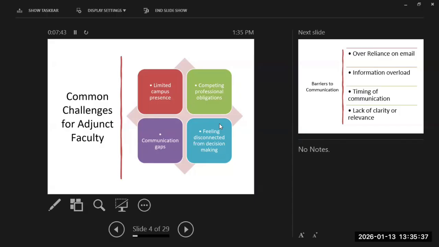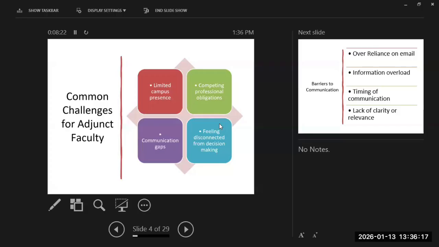Competing professional obligations. Most of our adjuncts, obviously, this is not their sole job because the pay is terrible. They have to have other jobs and outside obligations. So obviously, we understand as a college that this is not their priority. And we shouldn't really expect that this is their priority because their outside obligations are more than likely their primary job. So we have to realize that this is not their primary obligation, and we are going to compete against whatever it is that is their primary obligation.